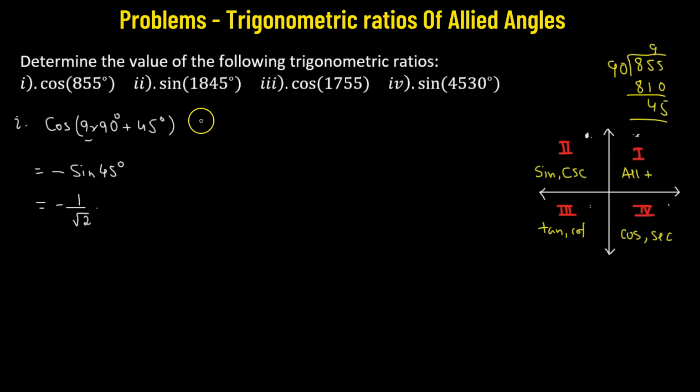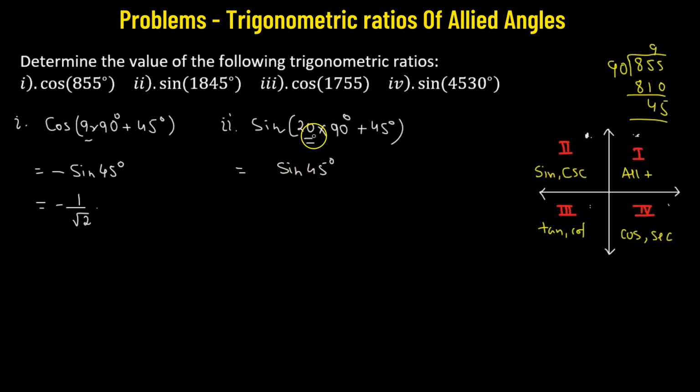Let's go to the second problem. We now have sine 1845 degrees. What we'll do is take 1845 degrees divided by 90. This can be expressed as 20 times 90 degrees, so that's 1800. We are still short of 45 degrees, so we add 45 degrees to it. Now we have sine of 20 times 90 degrees plus 45 degrees. Here 20 represents an even number, so our sine function will remain as sine. So we have sine 45 degrees.